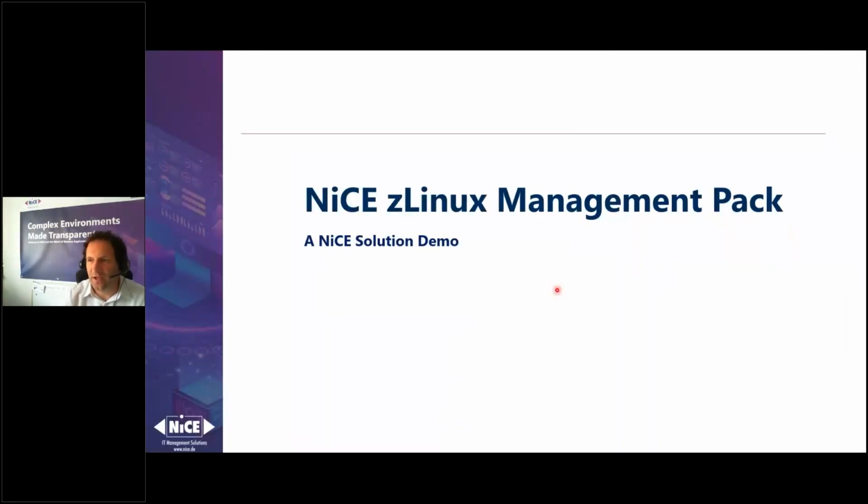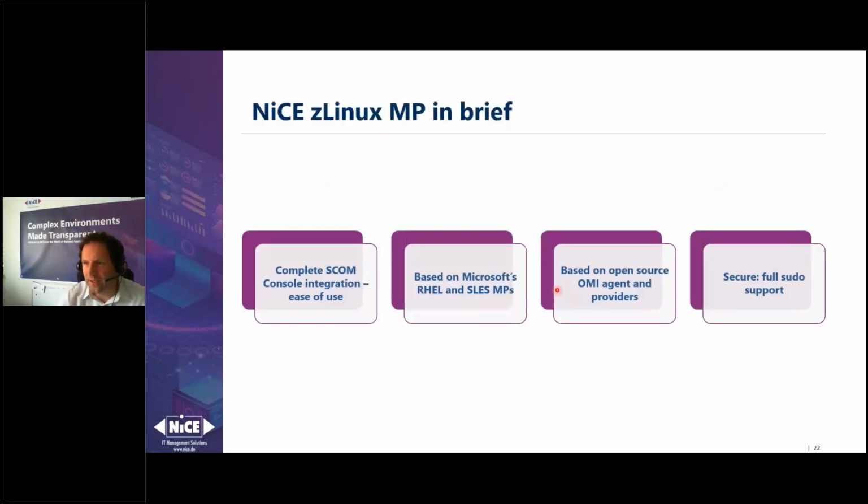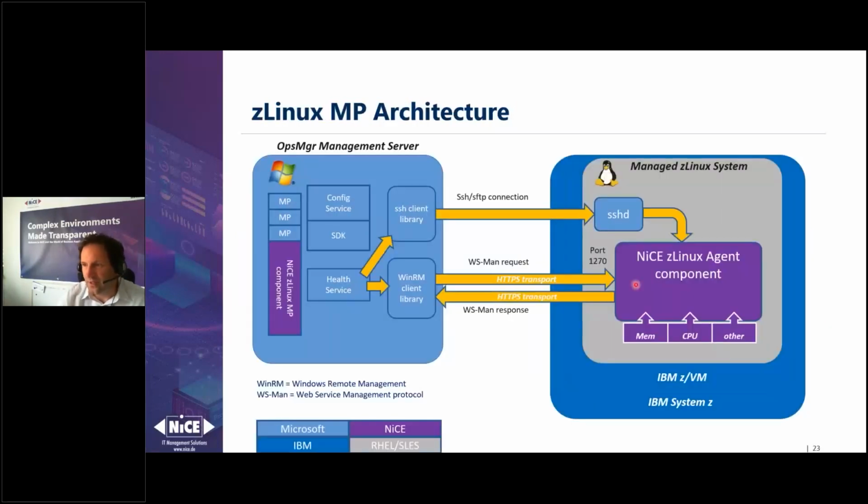Next, we go to the Z Linux management pack. The management pack itself has the same functionality in scope as what I've shown you from the Linux on Power management pack. The difference here again is the architecture, the system where it's running on. So in the backend, the hypervisor basically sits on a mainframe.